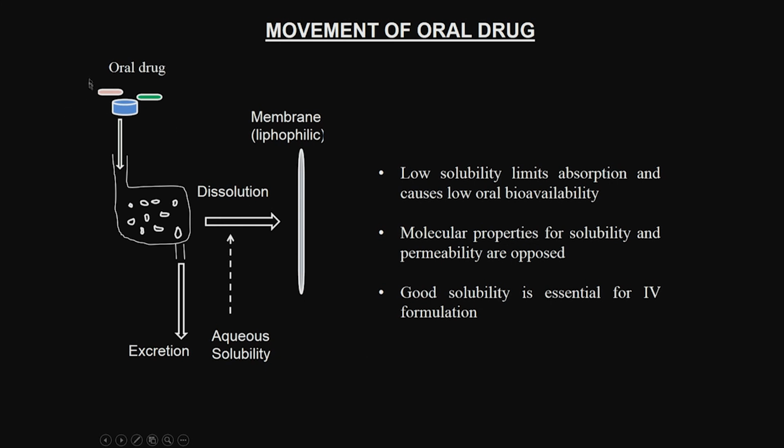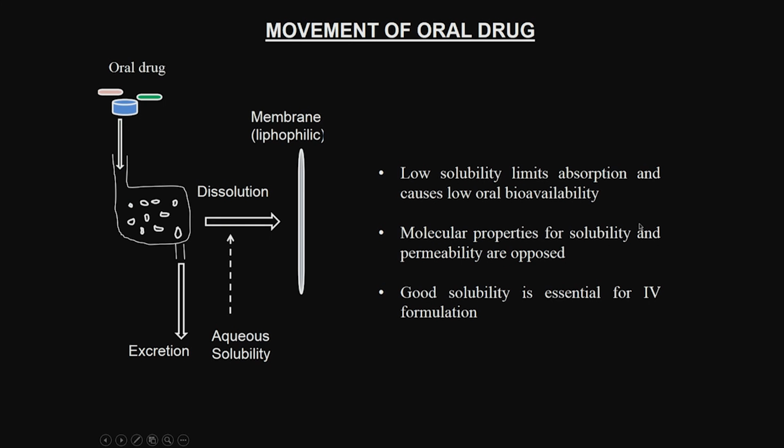Of course, you take an oral drug, it goes into the stomach, it has to completely dissolve here, and that is dissolution happens, that means aqueous solubility plays a very important role, and then it crosses the membrane, the lipid membrane, before it reaches the blood. So, whatever does not dissolve will slowly go down through the GI, and if it does not dissolve even at pH 4 and so on, it may get excreted. So, low solubility limits absorption and causes low oral bioavailability.